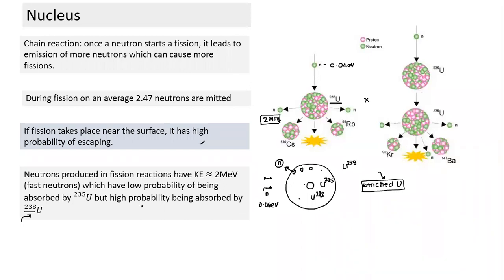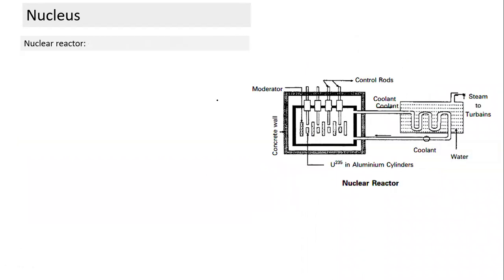So, the design of a nuclear reactor. These are the factors which are taken care of in the design of a nuclear reactor. Let's see how it is taken care of. What we ideally want is a nuclear reactor. So what we do in the case of a nuclear reactor, you have uranium here.